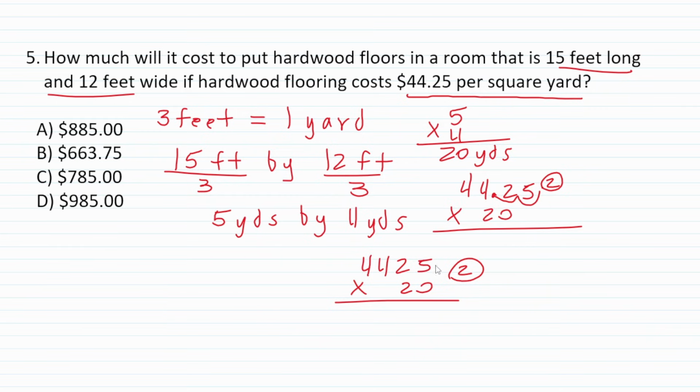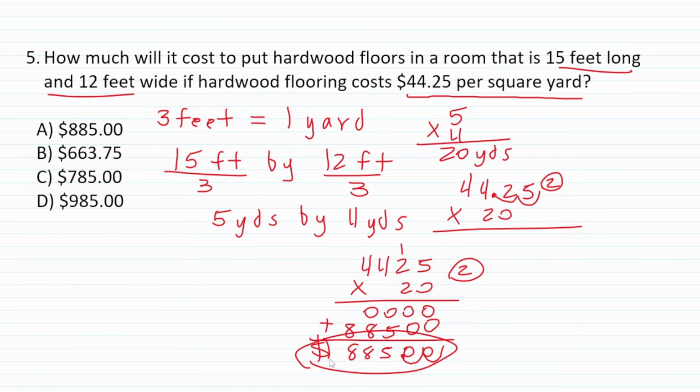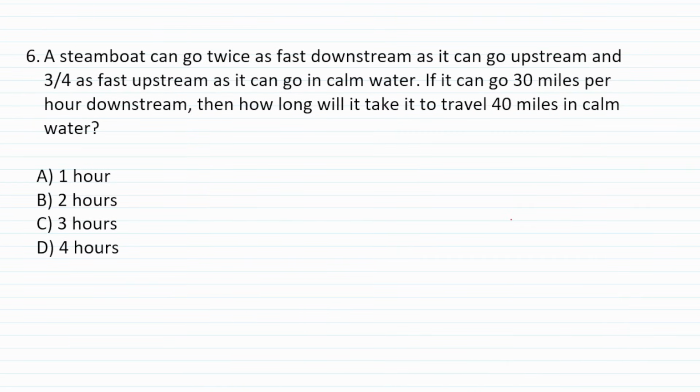This first row is going to be nothing but zeros, so let's add 4 zeros to get started. Add a 0 placeholder. 2 times 5 is 10. Carry a 1. 2 times 2 is 4, plus 1 is going to be 5. 4 times 2 is 8. 4 times 2 is 8. Let's add all this up. This is 88500. Bring in our 2 decimals. So the cost to put hardwood floors in this room is $885.